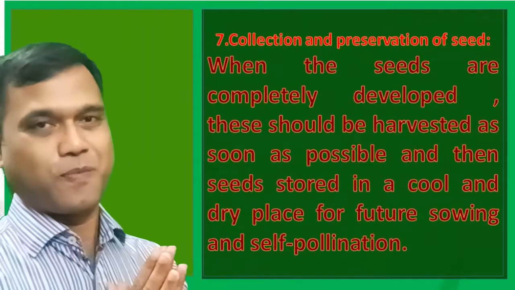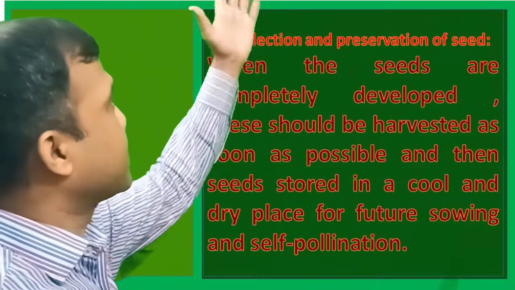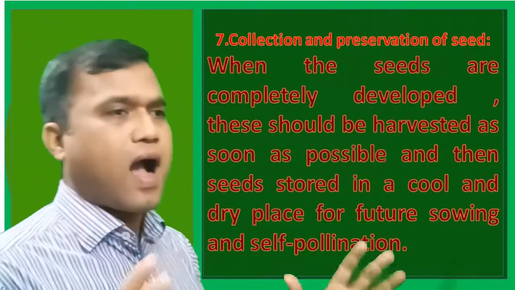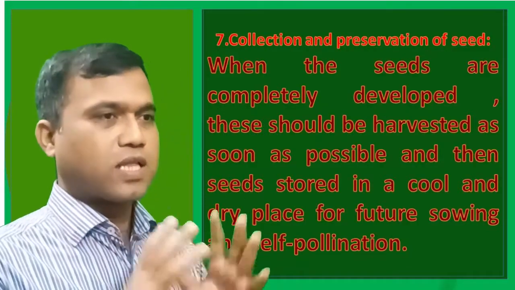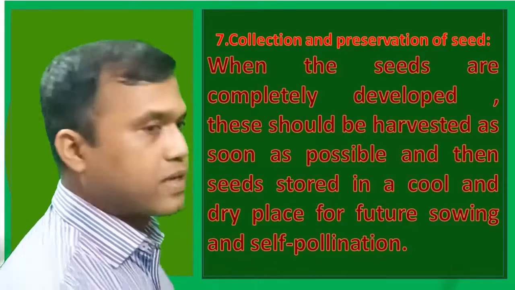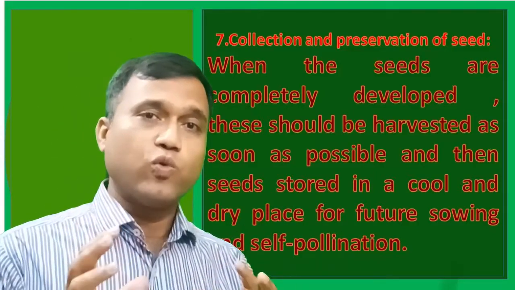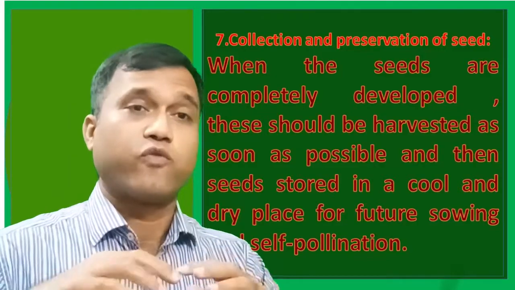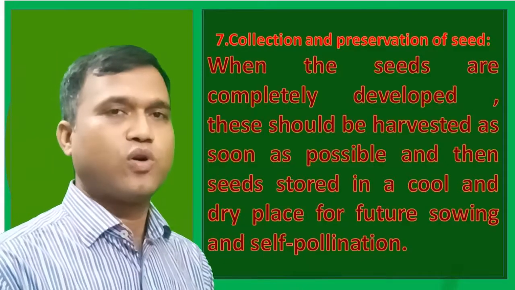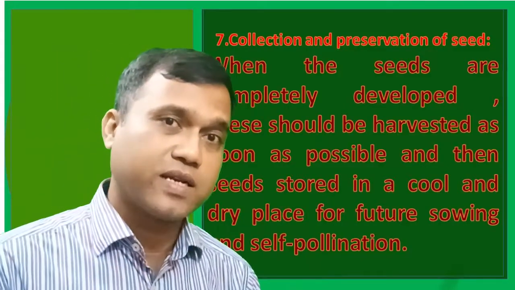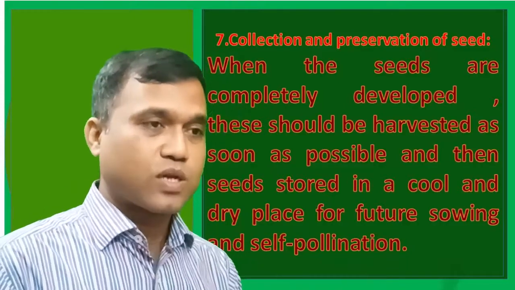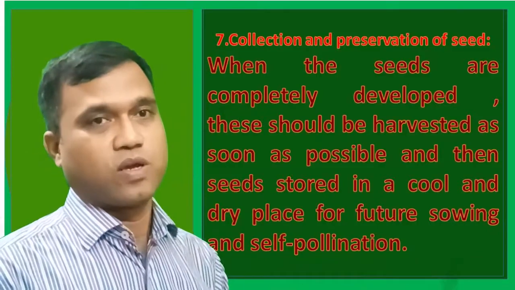Step number 7, collection and preservation of seeds. When the seeds are completely developed, they should be harvested as soon as possible. Then the seeds are stored in a cool and dry place for future sowing. So in this step, we have to collect developed seeds after harvesting and preserve them in a cool and dry place for future sowing.